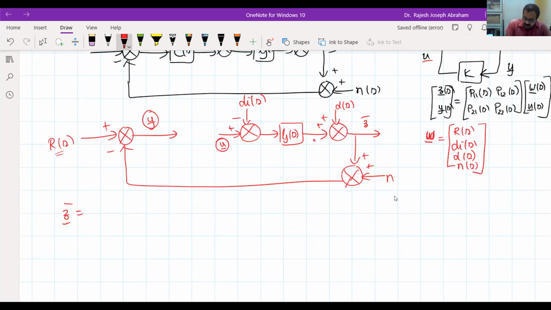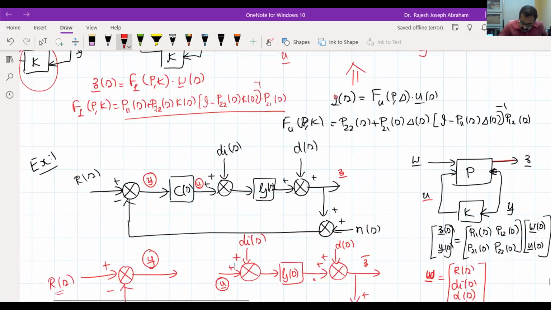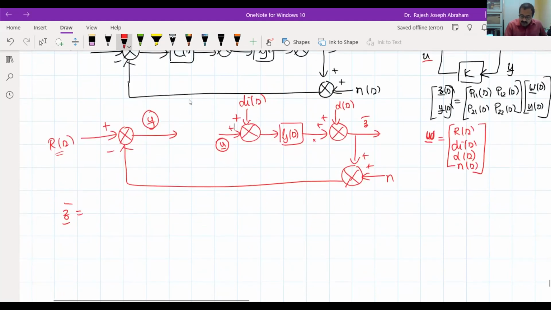What is the signal at this point? G of S into U minus di of S. Okay, this is plus only. What is the polarity? Plus, right? So G into di plus U. Okay, what is Z? Z is the signal at this point: D of S plus the signal at this point. What is the signal at this point? G of S into di of S plus U. So I can write Z bar as D of S plus G of S into what? Di of S plus U of S.